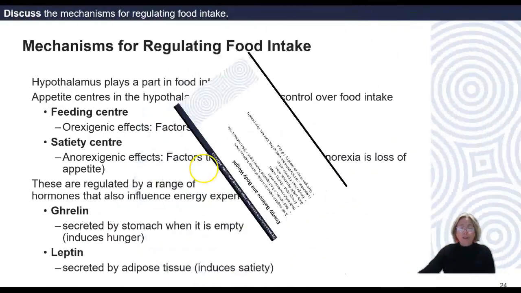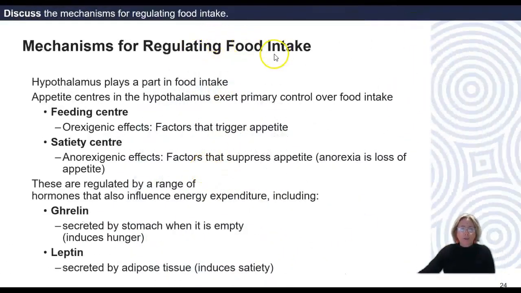Okay, and very finally, mechanisms for regulating food intake. The hypothalamus in the brain plays a huge part in food intake. The appetite centers in the hypothalamus exert the primary control over food intake. So when neurons in the hypothalamus are stimulated, that's going to bring on an increase in appetite. The feeding center has these orexigenic effects, and what that means is just increasing food intake.